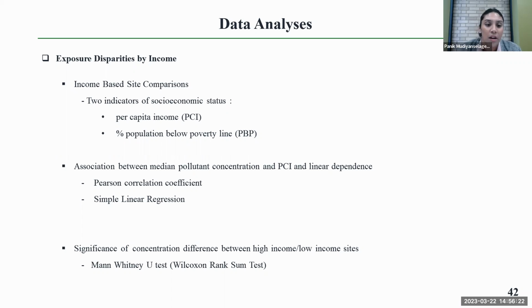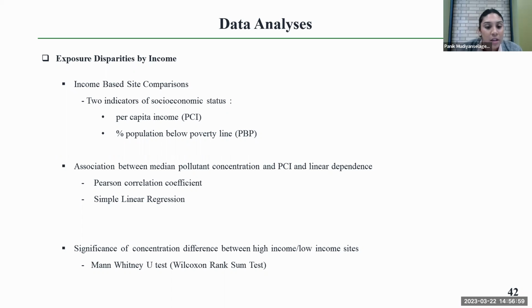And the next analysis we did was to see if there's a relationship between the median pollutant concentration and the per capita income. So we looked at the Pearson correlation coefficient to see the strength and the directionality of this relationship. And then to further explore this, we used a simple linear regression model with median pollutant concentration as the response variable and the per capita income as the explanatory variable.